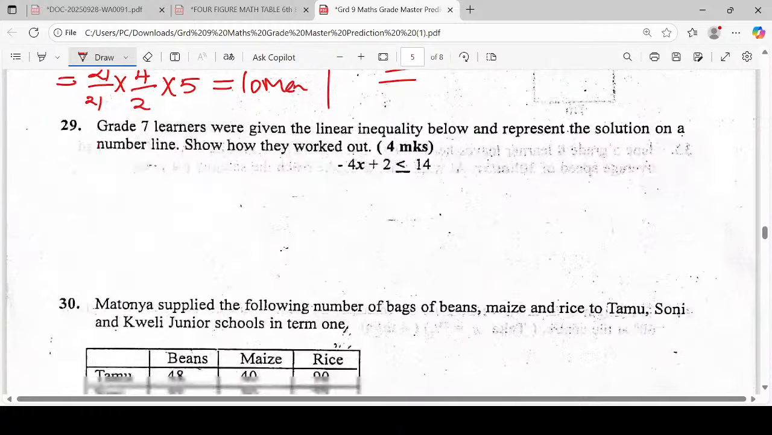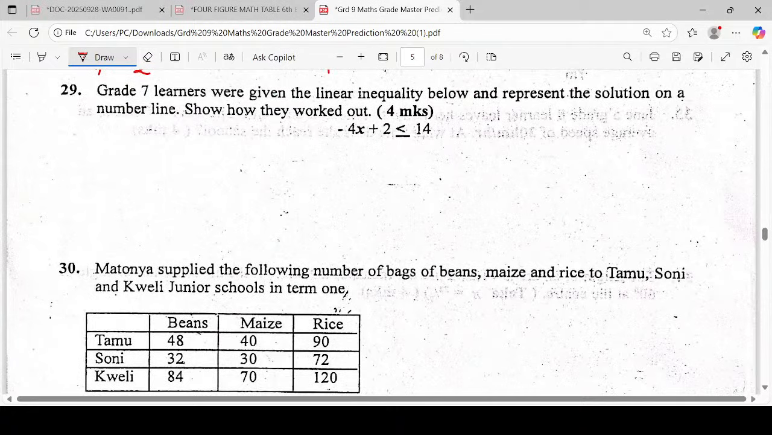Question number 29. The grade 7 learners were given the linear inequality below to represent the solution on a number line. Show how they worked it out. We were given negative 4x plus 2. This should be less than or equal to 14. Collecting like terms, this is going to be negative 4x being less than or equal to, this one crosses over, will become 14 minus 2, that will be 12.